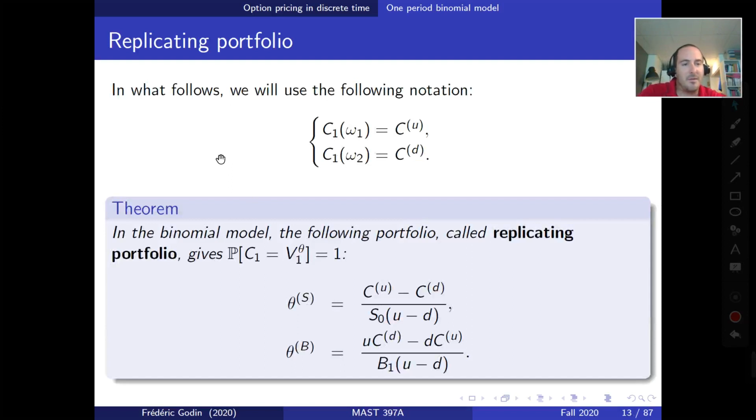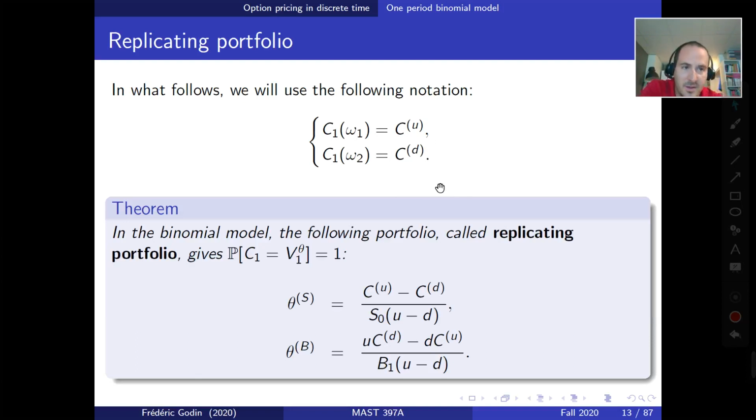Just a bit of notation here to make the notation lighter. Here C1 of omega 1, which is the payoff of the derivative under outcome omega 1, we're going to denote by CU, which means that this is the payoff of the derivative when the stock price goes up. And C1 of omega 2 is the derivative payoff when the stock price goes down. We're going to denote it by CD. So CU and CD are respectively the derivative payoff when the stock price goes either up or down.